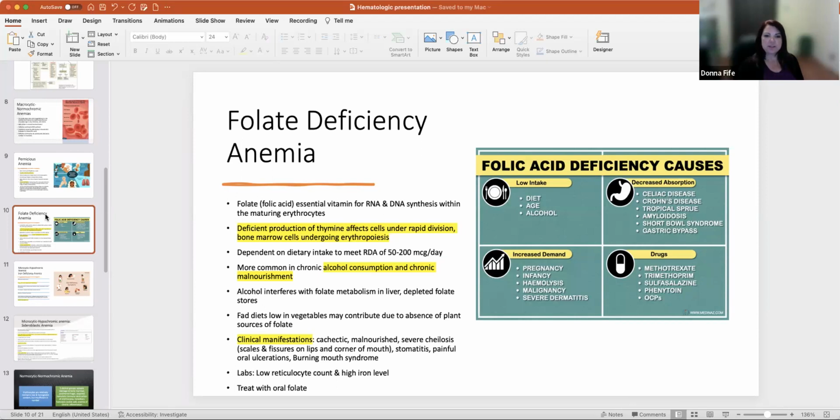Clinical manifestations: the patient may be cachectic, malnourished, with severe cheilosis, which is scales and fissures on the lips and corner of the mouth, stomatitis, painful oral ulcerations, or burning mouth syndrome. Labs are going to show a low reticulocyte count and a high iron level. And this is treated with oral folate. Here's some different information on different causes of folic acid deficiency.